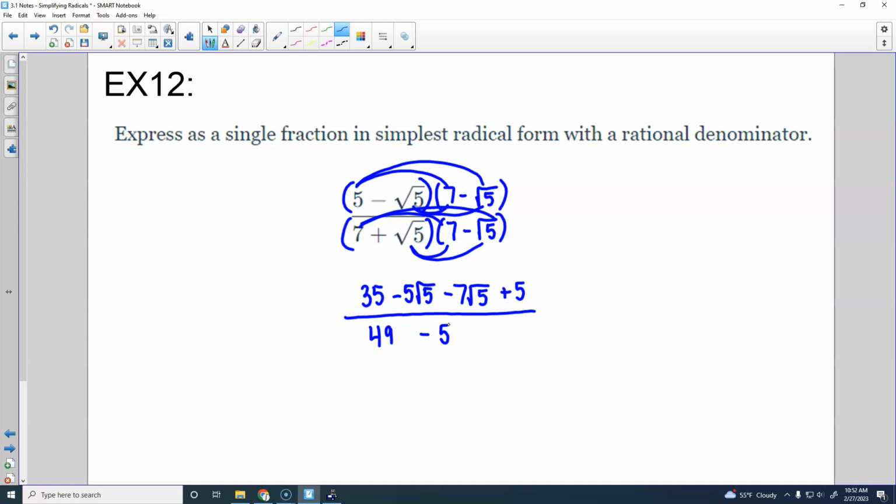And so all we need to do now is combine our like terms and see if anything will reduce. 35 and 5 is going to be 40. And then I'll get negative 12 square root of 5. And 49 minus 5 is going to give me 44.